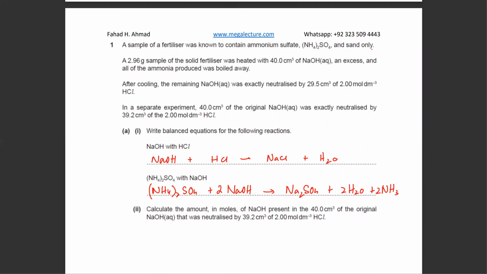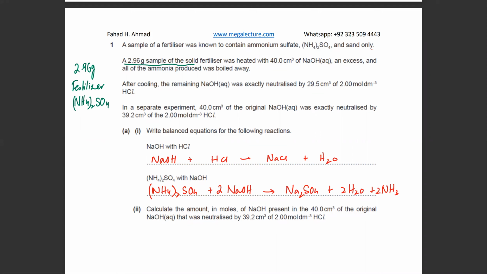There's a fertilizer, and you got a 2.96 gram sample of that fertilizer. And that fertilizer contains ammonium sulfate. So not all of it is ammonium sulfate. And we need to figure out the purity of ammonium sulfate. What's the mass of ammonium sulfate in that particular fertilizer?